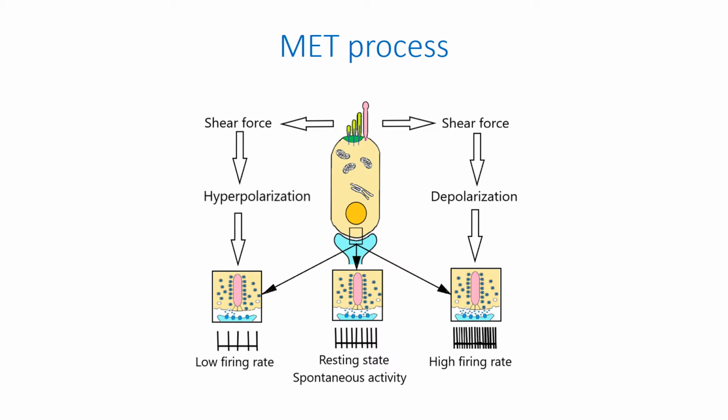In the case of hyperpolarization, fewer voltage-gated calcium channels are activated, which leads to the release of less glutamate into the synaptic cleft and reduces the activity of the vestibular nerve. Thus, the firing rates of vestibular fibers increase or decrease, being similar to the receptor potentials of the hair cells.